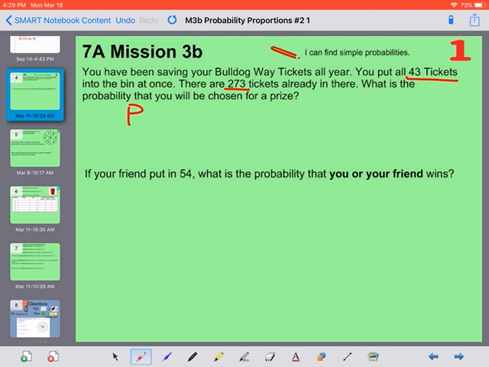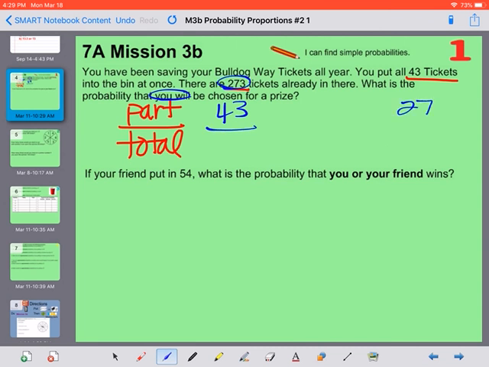Remember, probability is the part that we want out of the total. So they want the number that you will be chosen. So you put in 43 tickets, but our total is not 273. There were 273 already in there, plus the 43 that you added. We need to find the actual total of all of the tickets. So 3 plus 3 is 6, 7, 8, 9, 10, 11. So there are 316 tickets total.